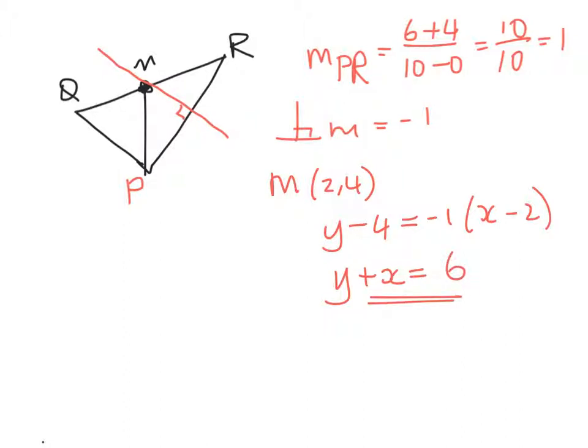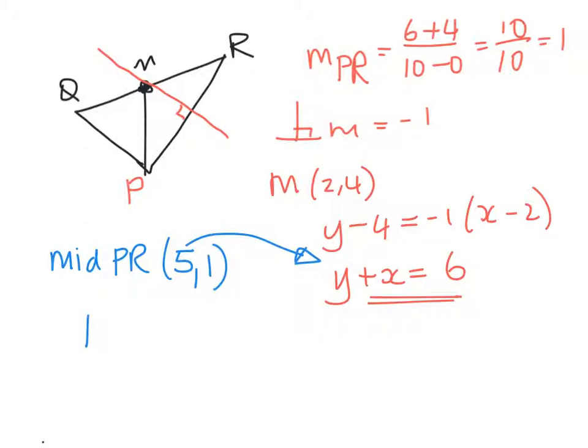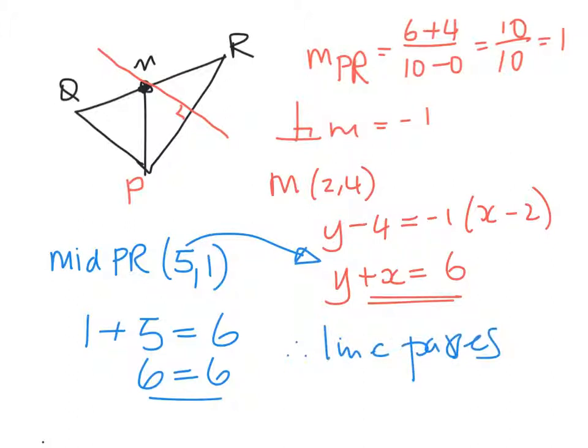And then for the last part of the question, show that the line passes through the midpoint of PR. So we need the midpoint of PR, so that's add the x's in half, add the y's in half. That comes out to be 5, 1. If the line goes through that point, then that point satisfies the equation, so we can substitute it in there. So 1 plus 5 for your y plus x should be 6, and indeed 6 equals 6. So we just need a wee sentence that says, therefore, line passes through 5, 1.